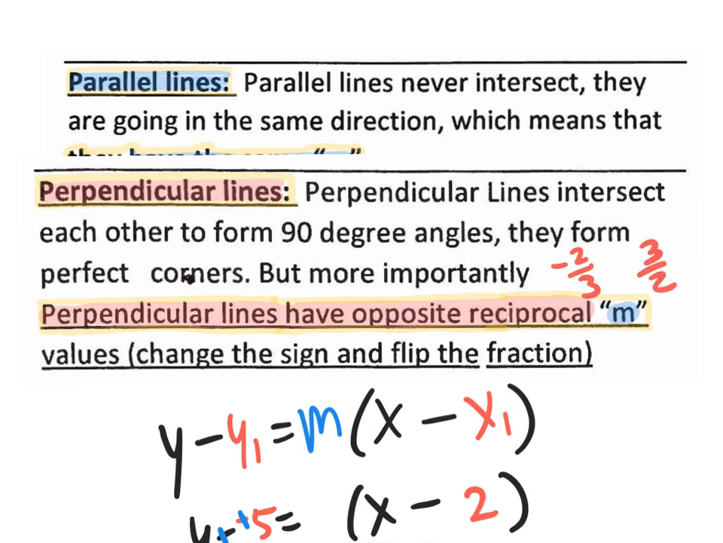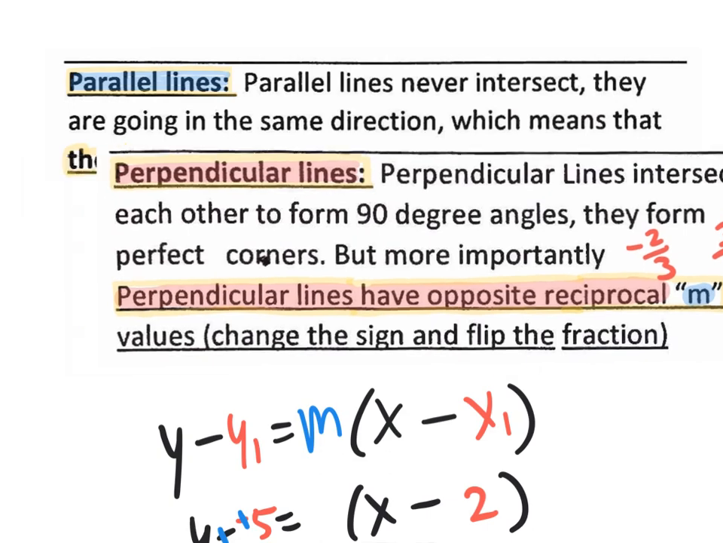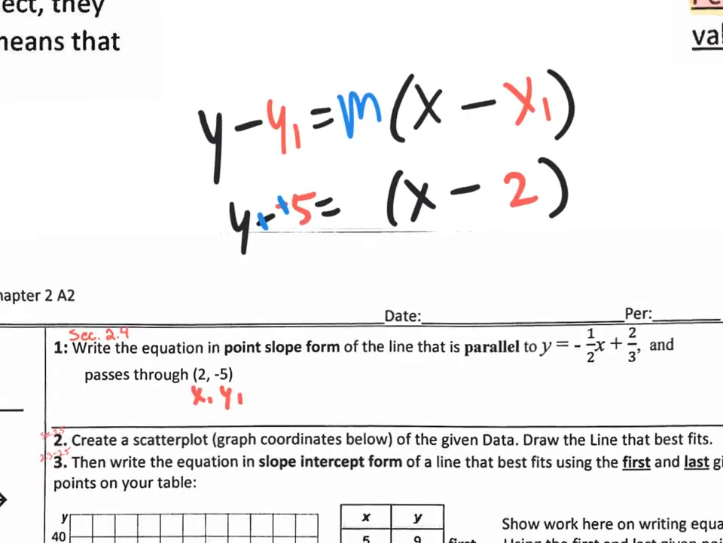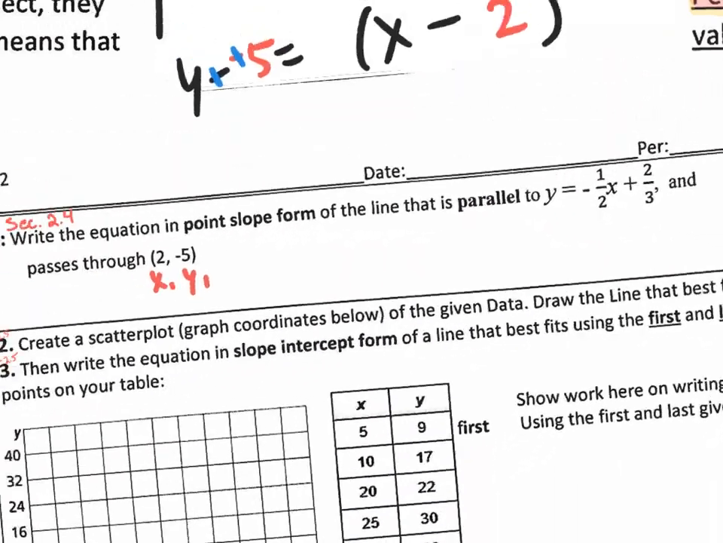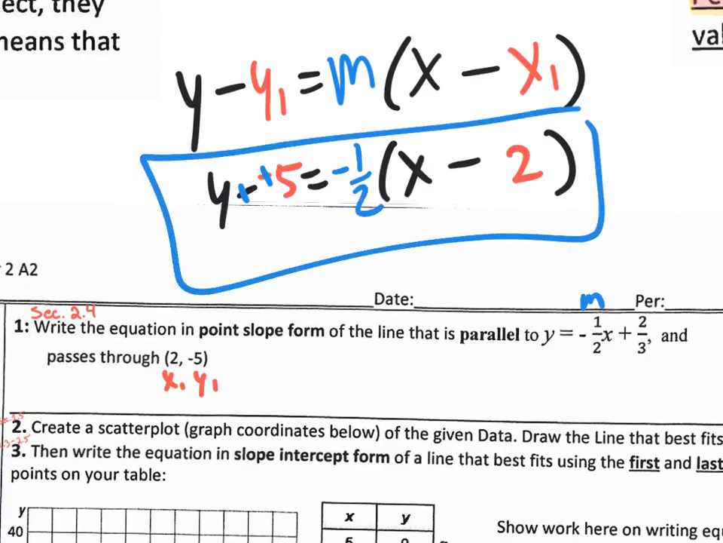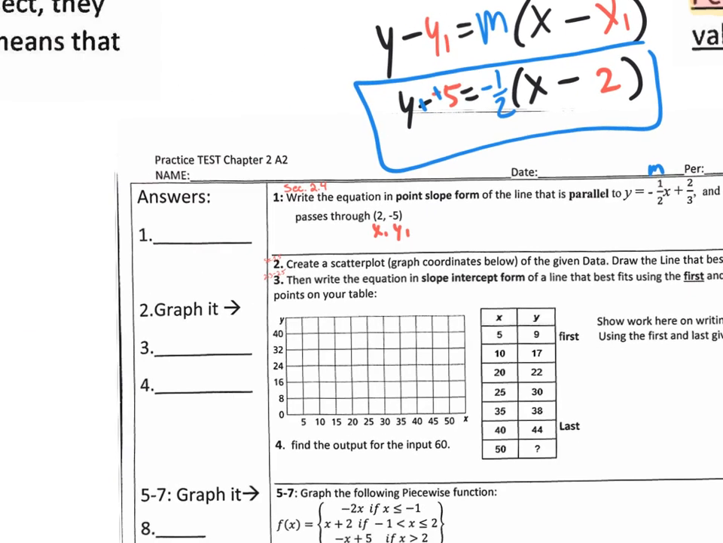Positive 3/2, that's right. You change the sign and you also flip the fraction. You flip the fraction and change the sign. So keep that in mind. Perpendicular, opposite reciprocal, parallel, exact same thing. On this question, I do say they're parallel, so it's going to be the same exact slope, -1/2. Again, the slope is going to be exactly the same, -1/2. And we're done. That is the answer to number 1 over here.